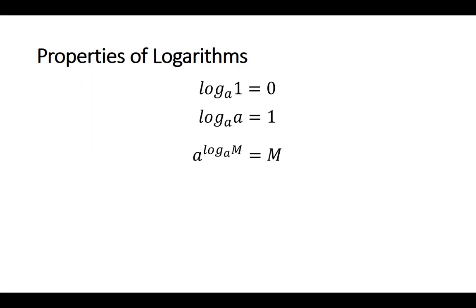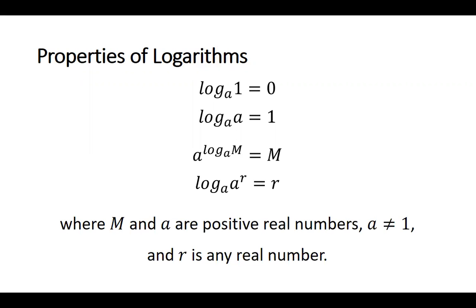Well, that's just using the fact that they're inverses of one another. Whatever you do with the exponential function can be undone with the logarithmic function, or in this case, whatever you did with the logarithmic function is being undone by whatever you do with the exponential function. So the reverse of that, log base a of a to the r is equal to r, where m and a are positive real numbers, a is not equal to 1, and r is any real number.